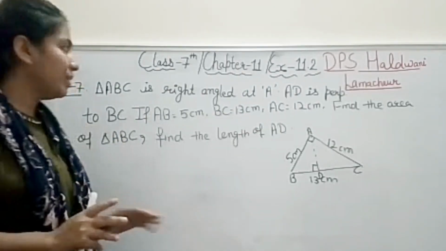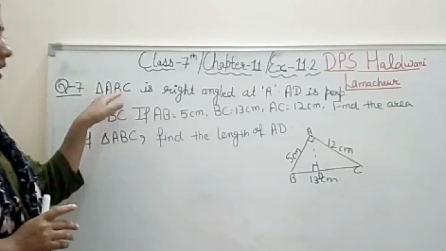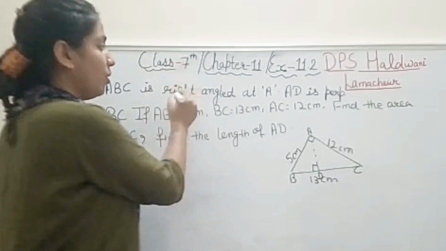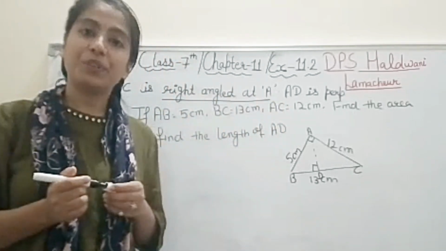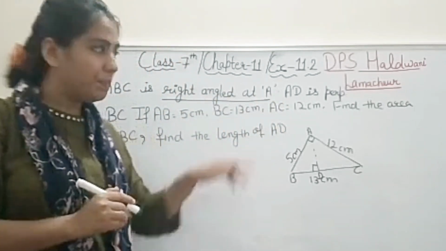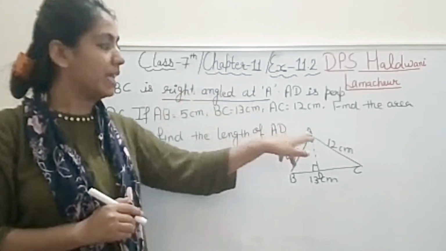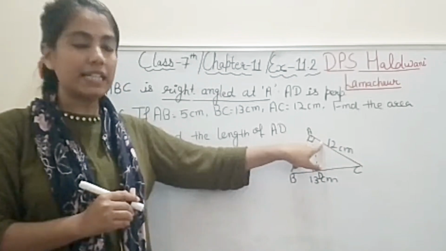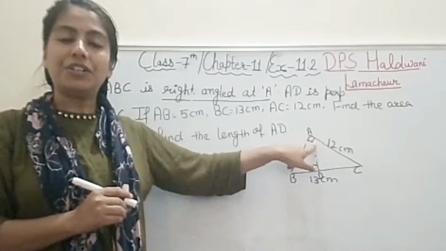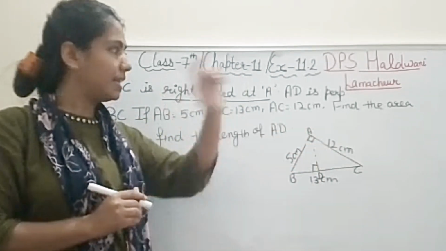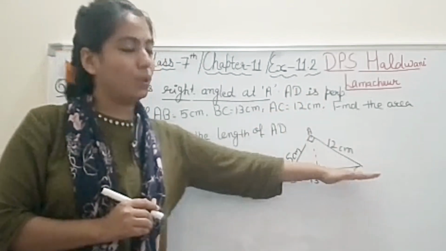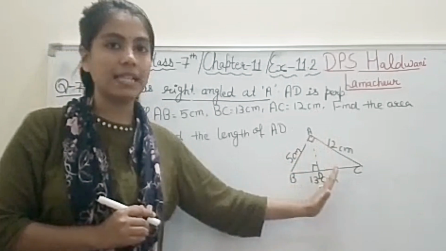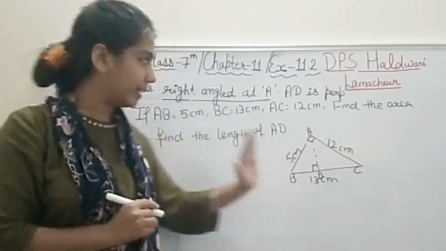Now question number 7: we have ABC is a triangle and it is a right angle triangle at A. What is the meaning of right angle triangle at A? We have done such type of question. It means 90 degree is forming at A, right student? So it is a right angle triangle which is making a 90-degree angle at A, right? AD is perpendicular on BC. As you know, this is BC base, this is height for this triangle, right?